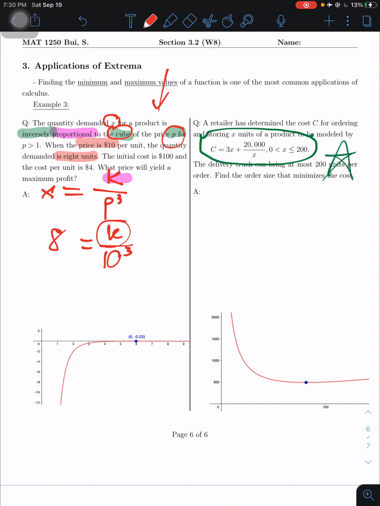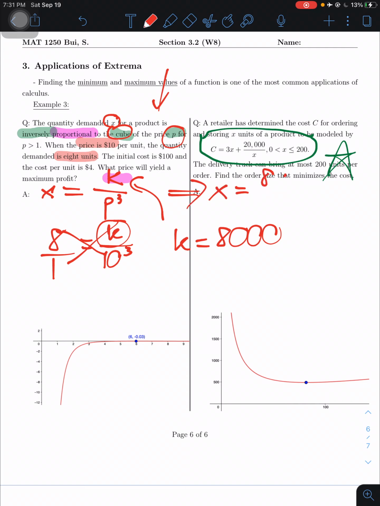And how do we do that? Well, we're going to do something called cross multiplication, and 8 is 8 over 1. So this cross equals that cross. That gives me k times 1, which is k, and for the outer cross, if you put everything into the calculator, you're going to get 8,000. So in shortcut, if you put it back into this formula, you get the new formula: x equals 8,000 divided by p cubed.